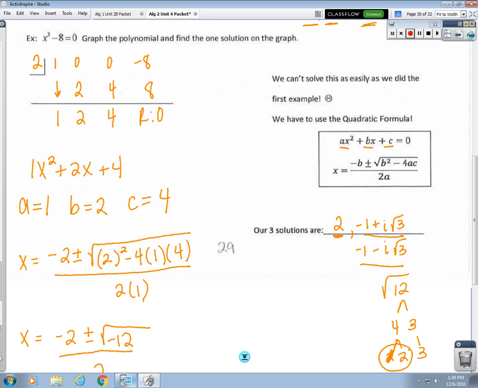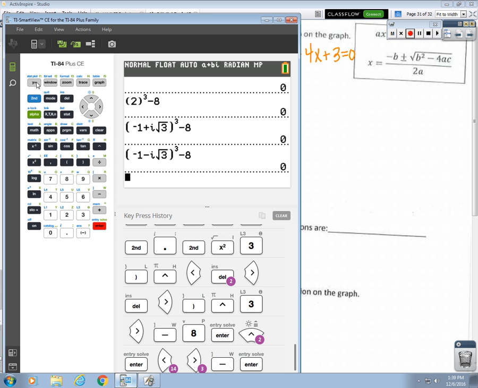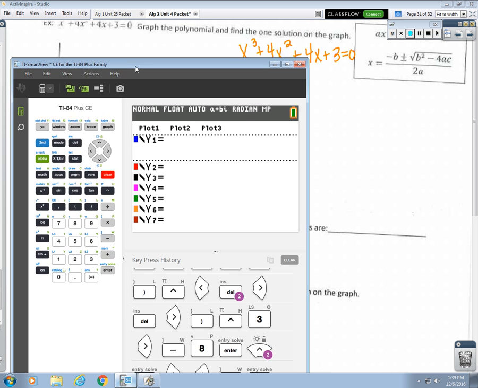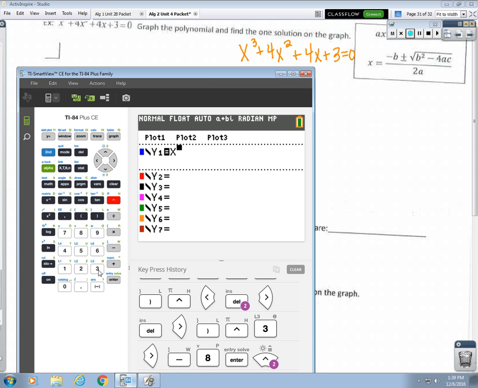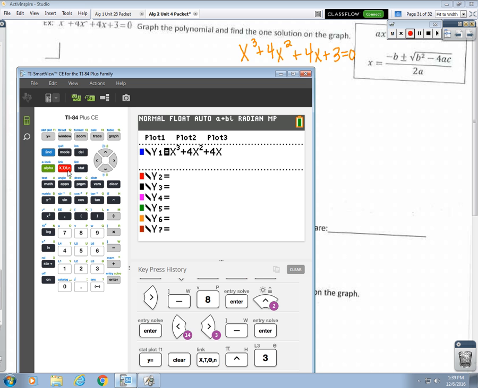Okay, let's try another one. Go to the next page. Okay, the next page, it kind of gets cut off, so I'm going to rewrite the original polynomial over here so you can read it. X cubed plus 4x squared plus 4x plus 3 equals 0. So what do I need to do first? Graph it. So y equals x cubed plus 4x squared plus 4x plus 3.